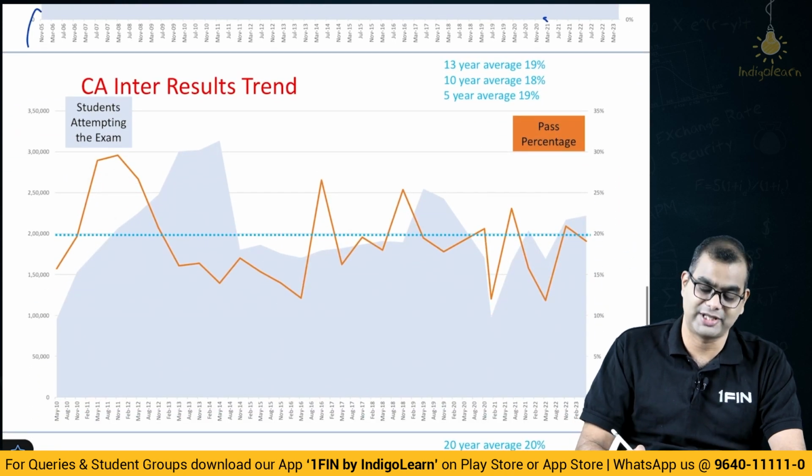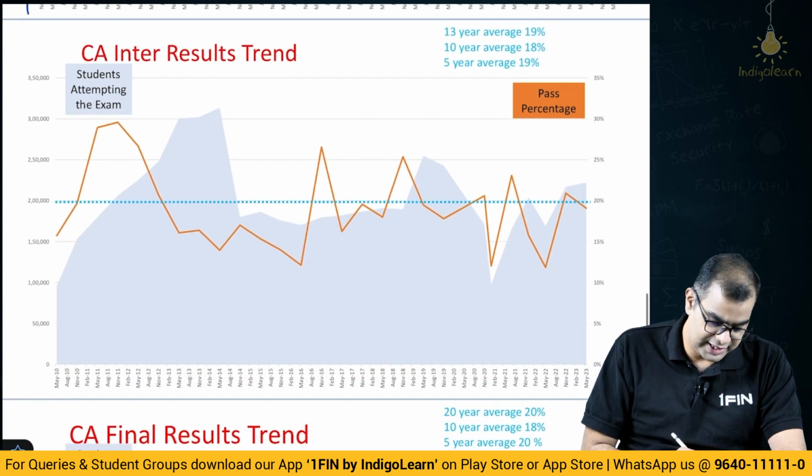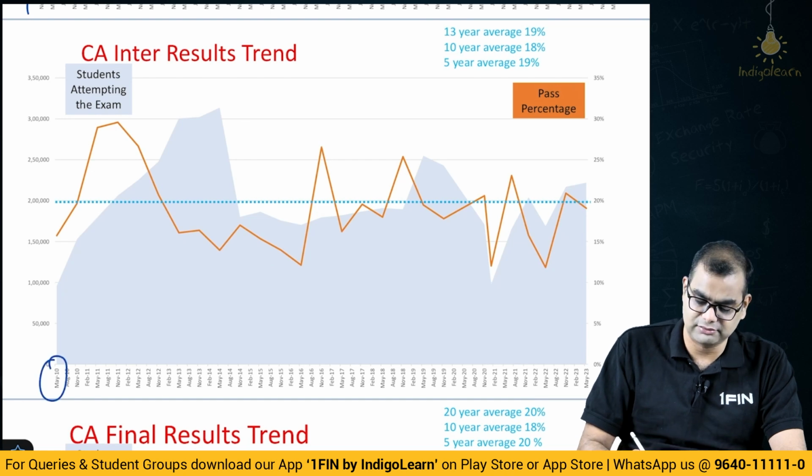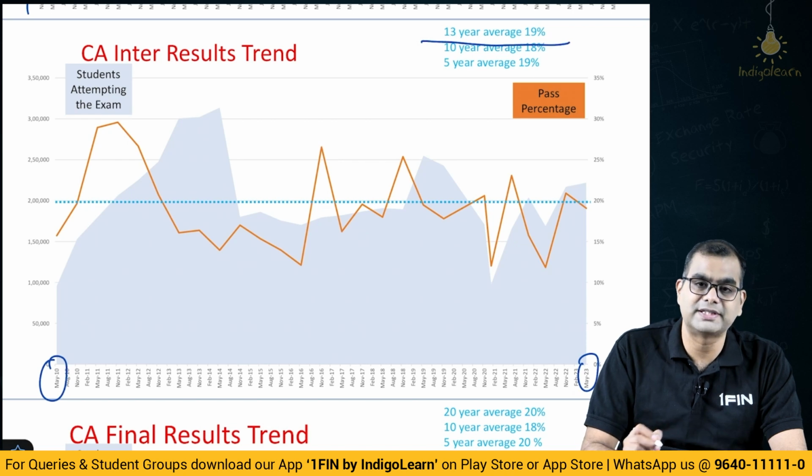Let us apply the same logic to CA Inter. What is happening in CA Inter? I have data from May 2010 to now, about 13 years. The 13-year average pass percentage is 19.